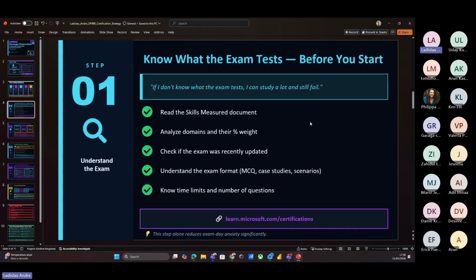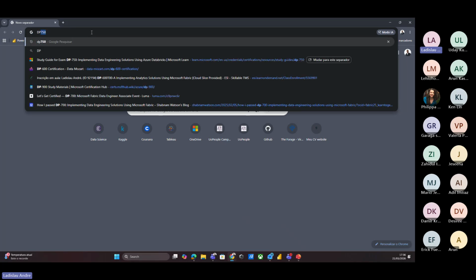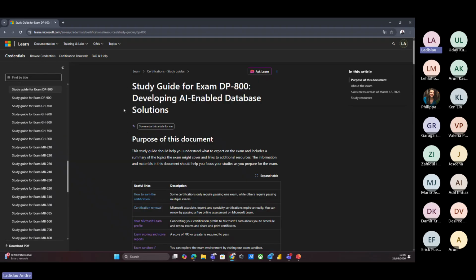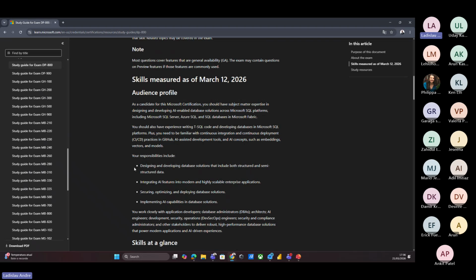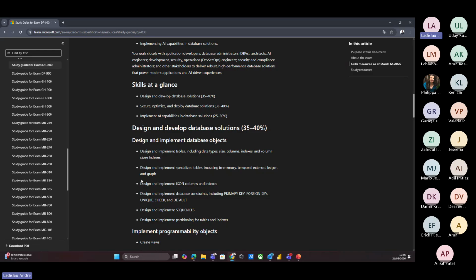Let's do both practice and theory. If I want to know about DP-800, I go to my browser, search DP-800, and I already have the page here. This is the main page that I like to use. I read every single bullet point about the exam, so I know where my gaps in knowledge are. Sometimes it can be everything, and that's okay. We don't have to worry about it, but it's good that I start getting familiarized with the topics of the exam.